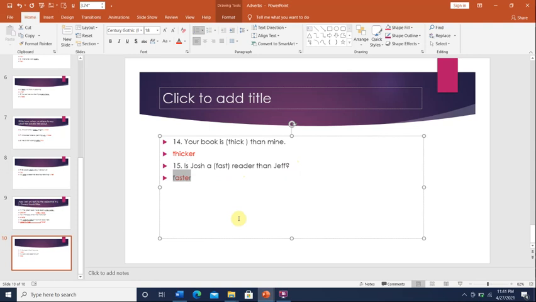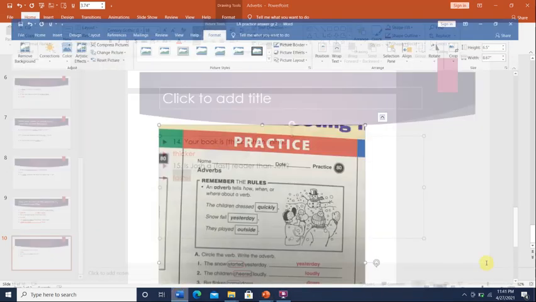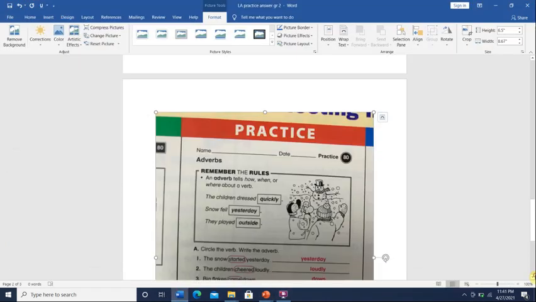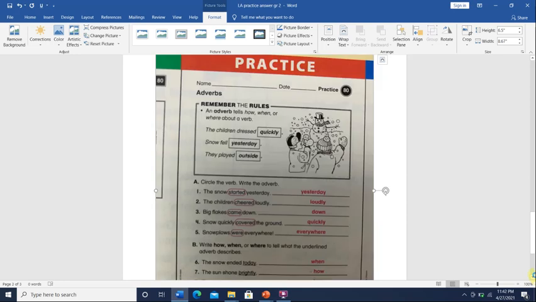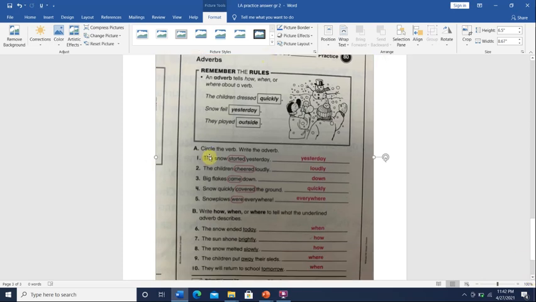Okay, so that was today's lesson about adverbs. Adverbs are words that tell more about the verb. It can tell you when something happened, how something happened, or where. And we also revised how to compare between two nouns. Also we completed the language arts practice book where it says circle the verb and write the adverb. The verb is the action word, and adverb is the word that tells you how or when or where.